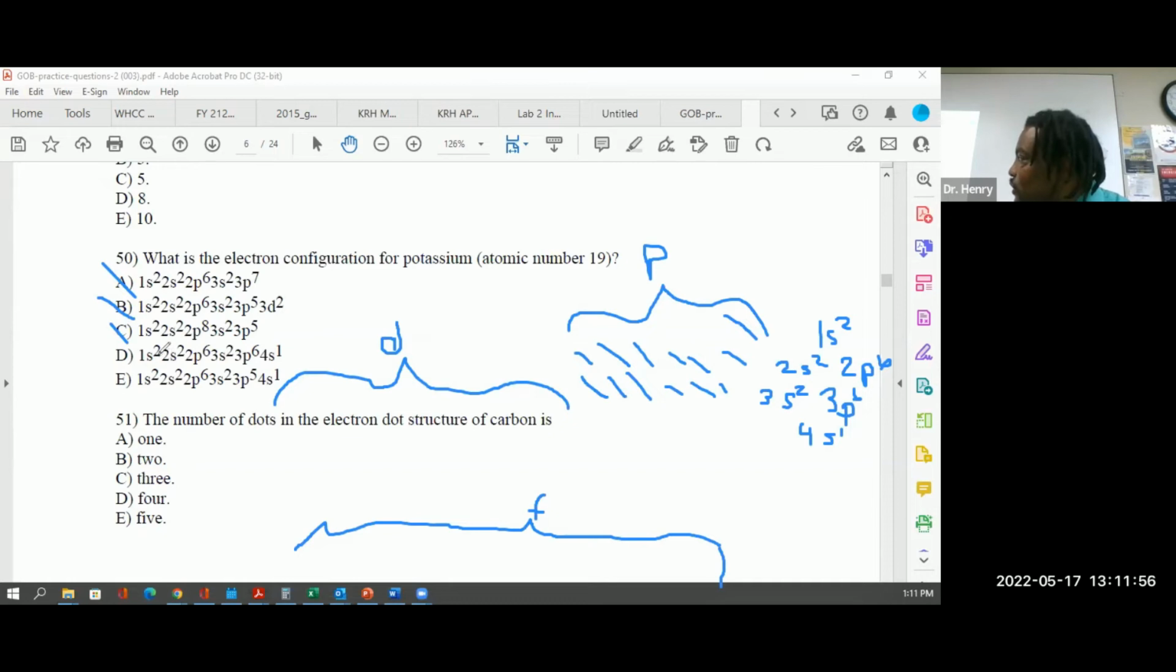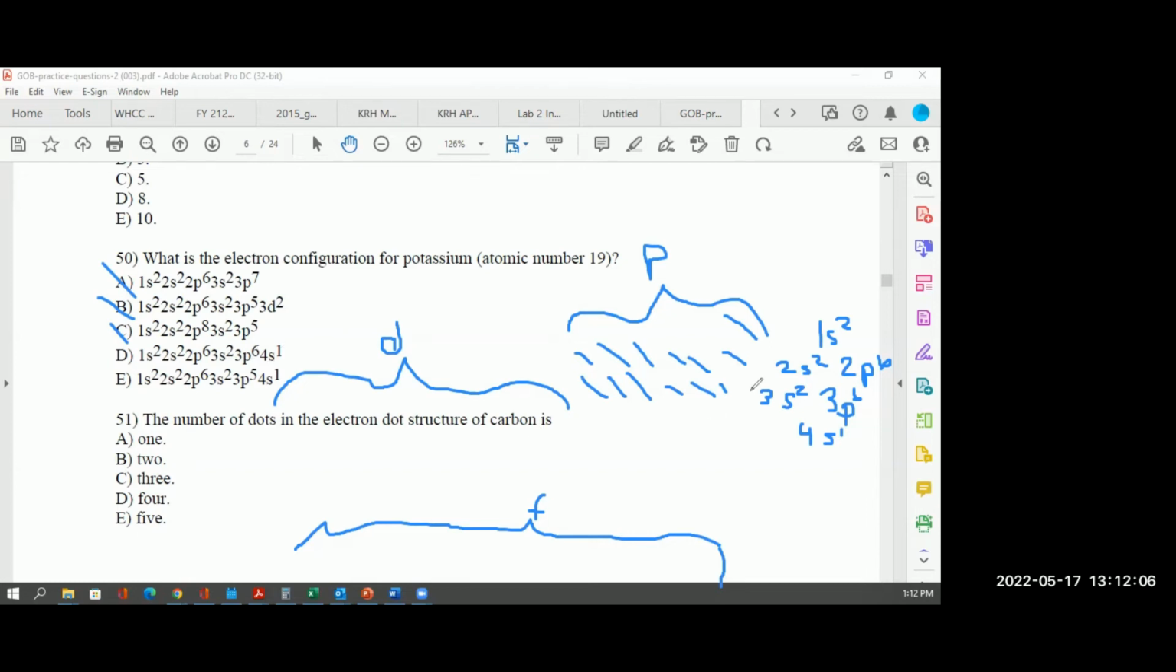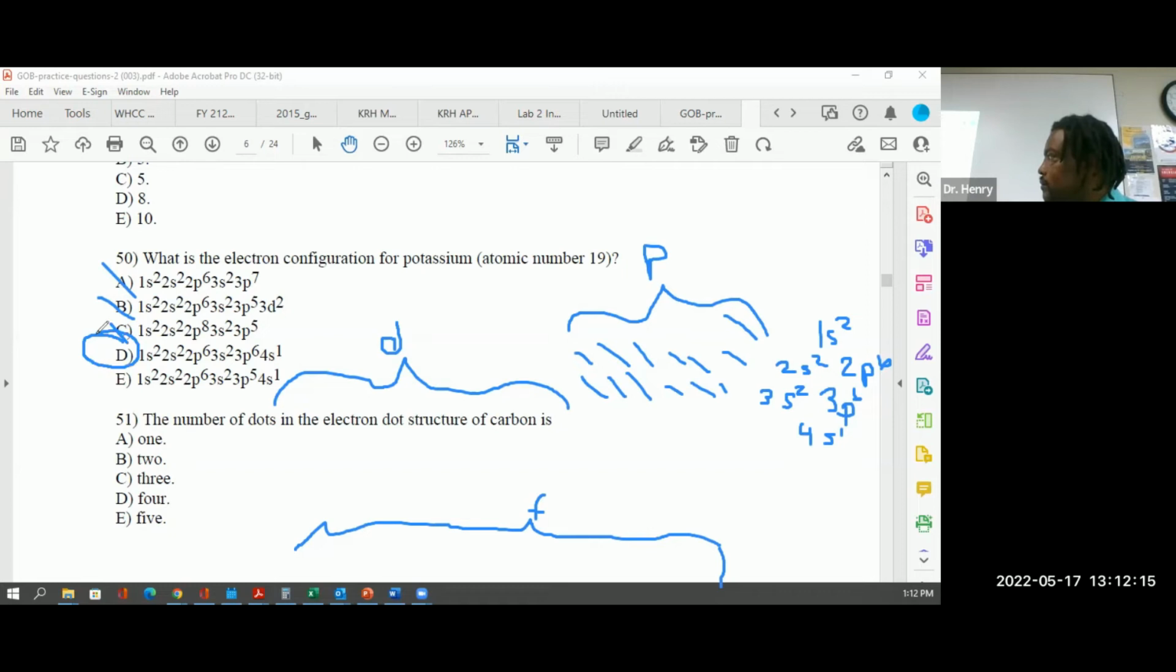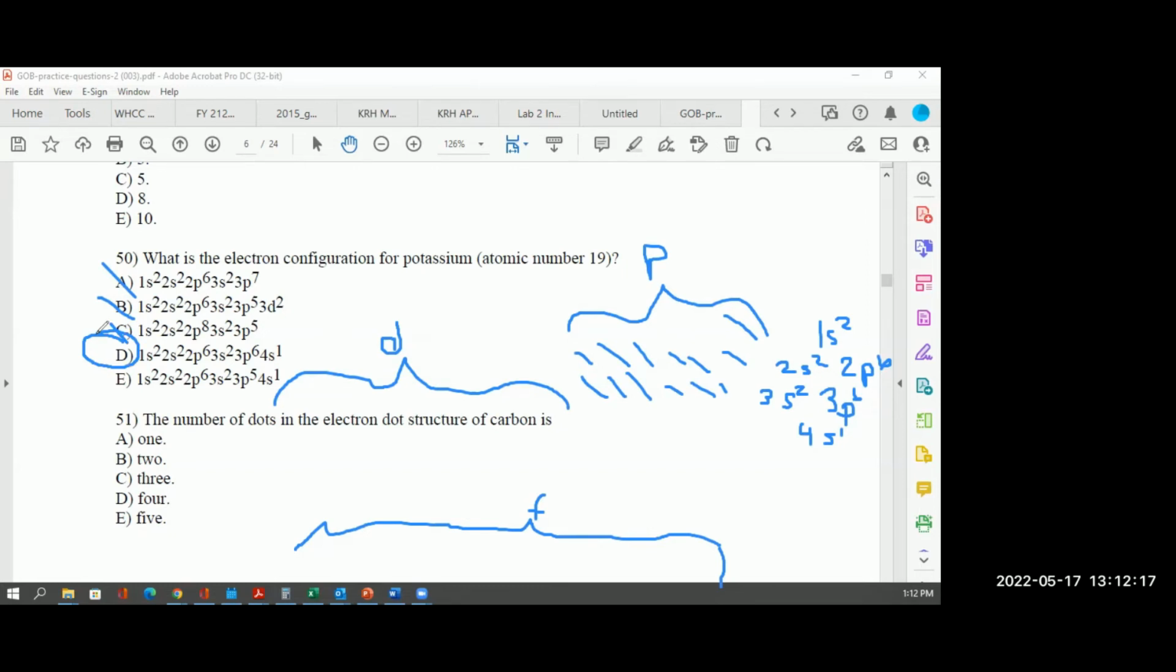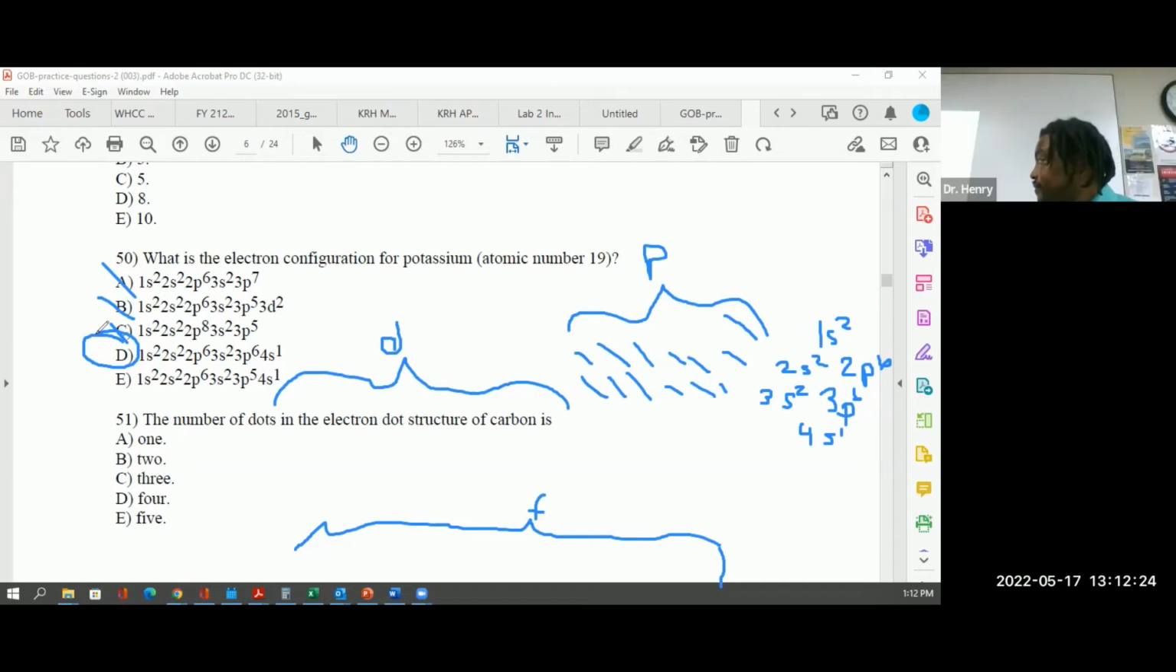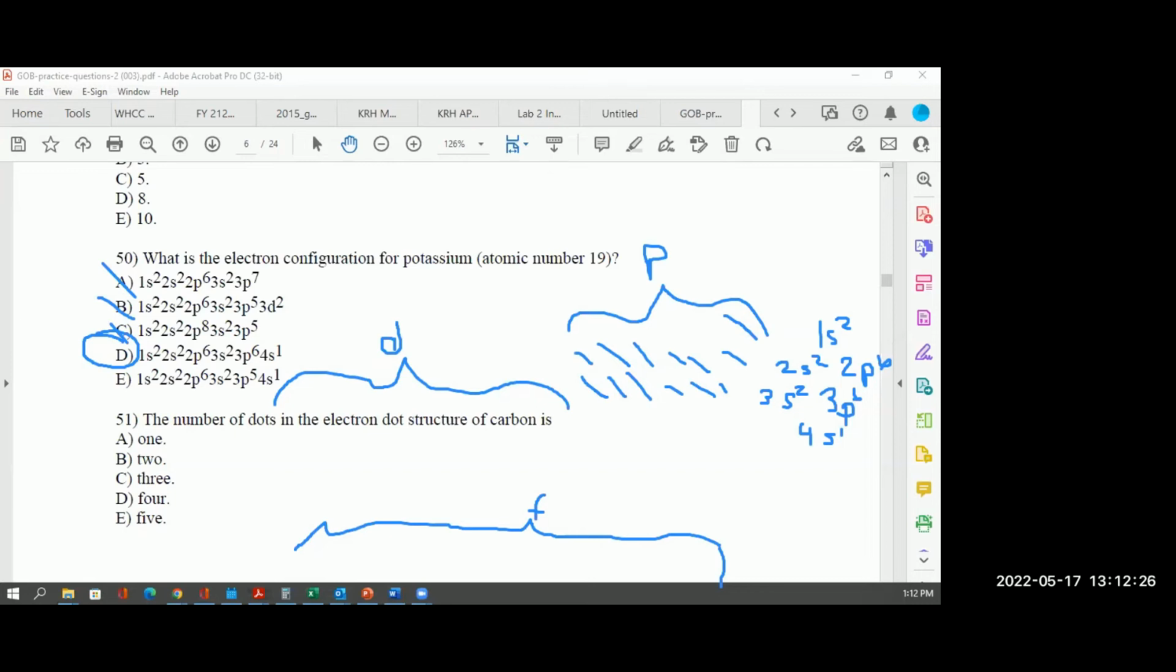So this one has 1s2, 2s2, 2p6, 3s2, 3p6, 4s1. That'd be D. Okay, so the correct answer is D. So you can count to eliminate everything else, and then you have to look back to make sure it says P6 or P5, wherever that's at. Right. Exactly. Cool. Okay.